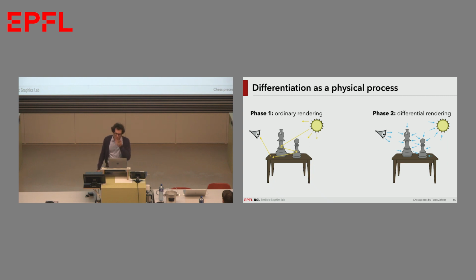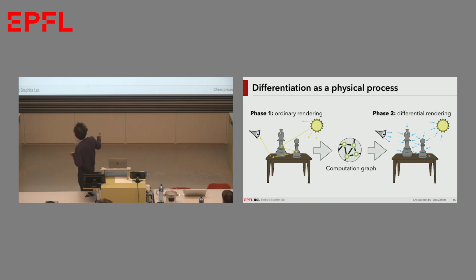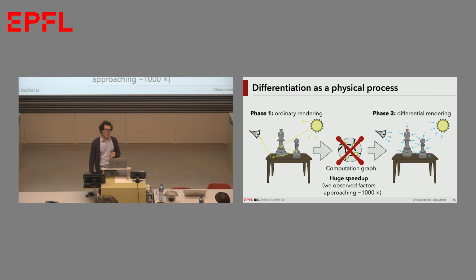Now, if we had implemented our rendering algorithm in PyTorch, and if we had an infinite amount of memory, then that second step would have actually happened on its own, because the tool will build this computation graph, and traversing this computation graph is equivalent to doing this. The key thing of this discovery is that we actually don't need the computation graph. We can just directly do that simulation, and this leads to huge speedups approaching a factor of 1,000x.